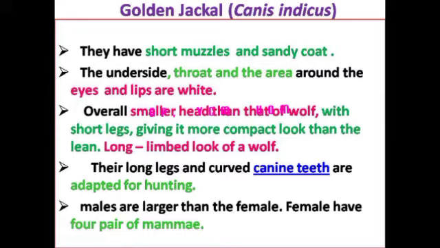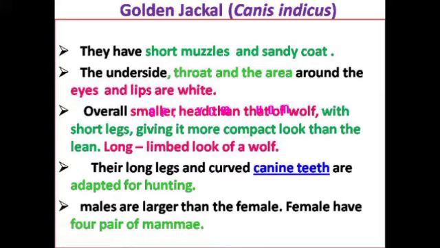So if you go to the general characters of the golden jackal, they have a short muzzle around the mouth and a sandy coat, and the underside, throat and area around the eyes and lips are whitish in color. It has a smaller head than that of a wolf with short legs, giving it a more compact look than the lean, long-limbed look of a wolf. It looks like a wolf, but it is not a wolf.